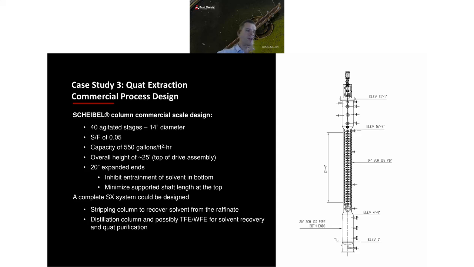A complete solvent extraction system could be designed around this, so this hasn't been investigated yet. You would have a typical 3-column approach most likely here, with a stripping column to recover the alcohol from the raffinate, a distillation column to recover the bulk of the solvent, and possibly something like a thin film evaporator downstream if you want to purify the QUAT leaving the process.